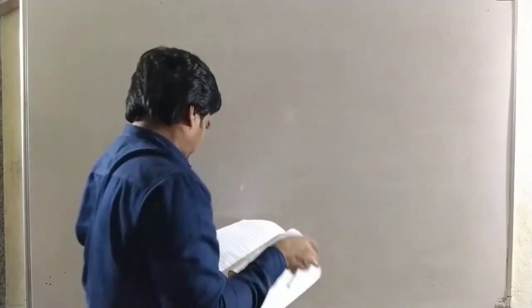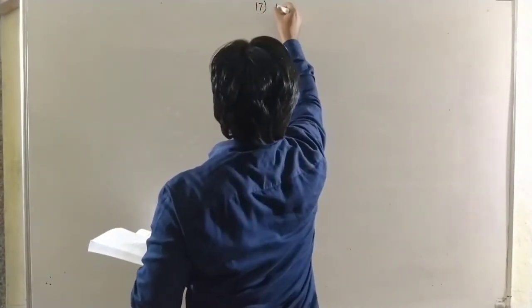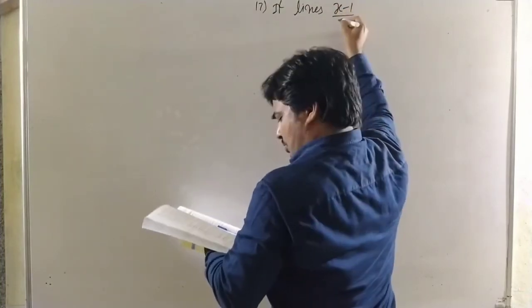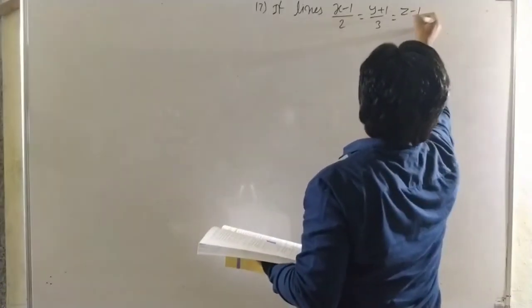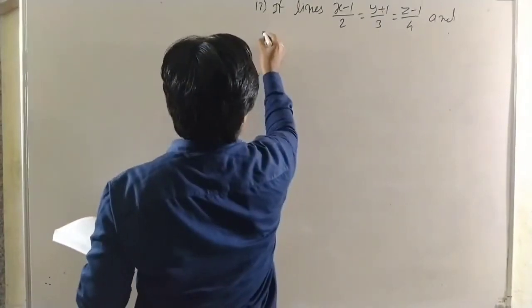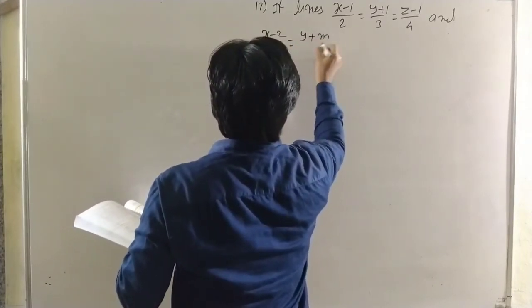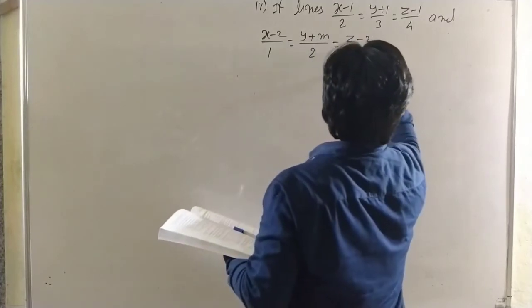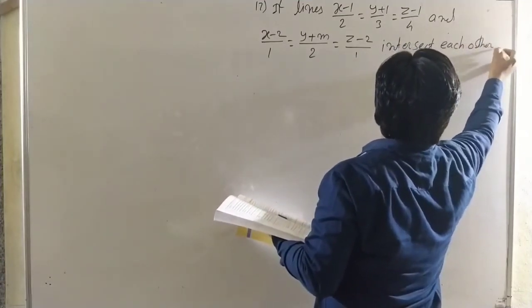Now next example, example number 17. If lines (x minus 1) upon 2, (y plus 1) upon 3 is equal to (z minus 1) upon 4, and (x minus 2) upon 1 is equal to (y plus m) upon 2 is equal to (z minus 2) upon 1 intersect each other, then find m.